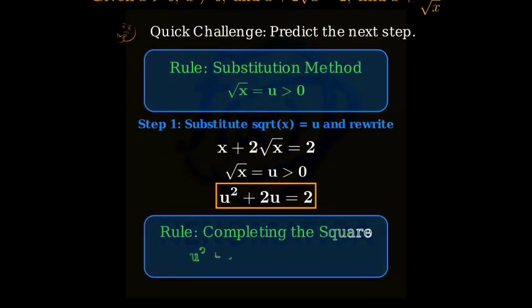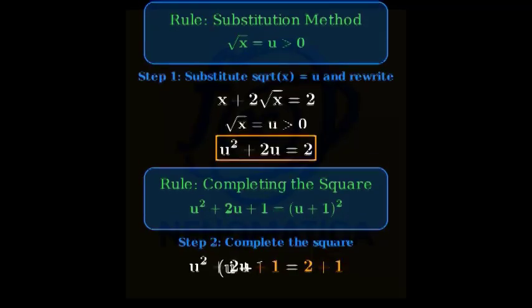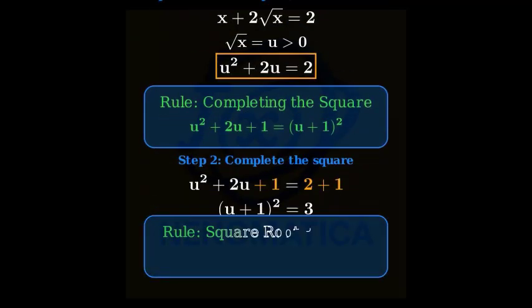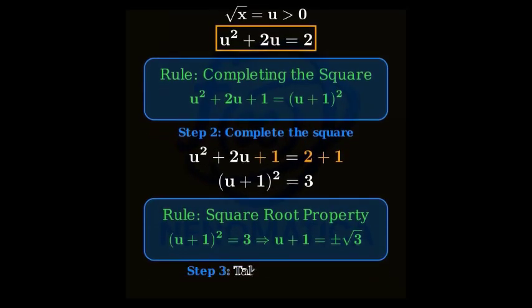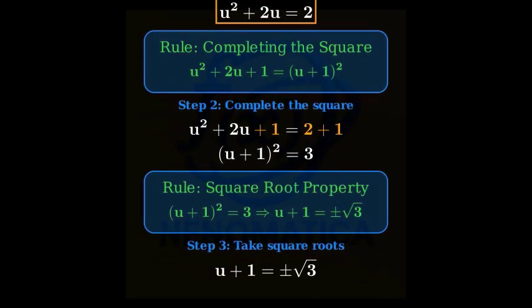Step 2. Completing the square. Add 1 to both sides to form a perfect square trinomial, giving u squared plus 2u plus 1 equals 3, which factors as the quantity u plus 1 squared equals 3. Step 3. Square root property. Taking square roots gives u plus 1 equals plus or minus square root of 3.